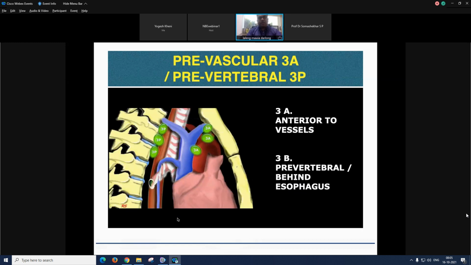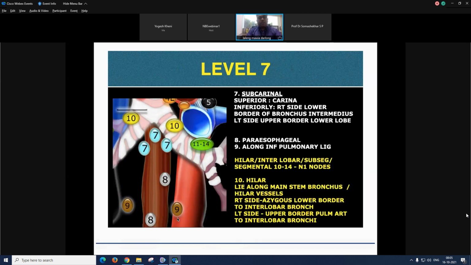And we have the prevascular 3A and the retrotracheal 3P. This is level 7, which is more easily accessible on the right side because it is just lying exposed there. On the left side, it is deeper because of the presence of the aorta and esophagus deep down. Level 8, we know it's paraesophageal. Level 9 is basically the nodes along the inferior pulmonary ligament. Hilar or interlobar nodes are from 10 to 14. Level 10, the hilar, lie along the main stem bronchus and hilar vessels, and on the right side the azygos lower border is the upper border, down to the interlobar branch.